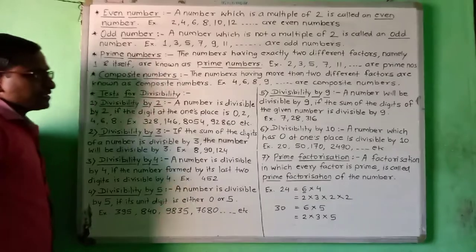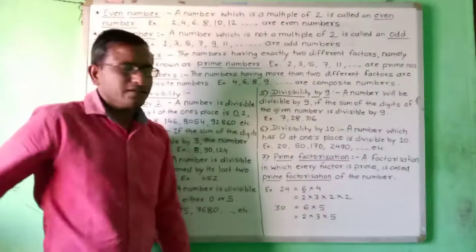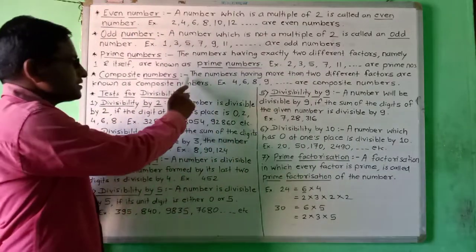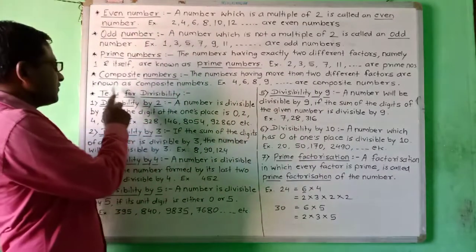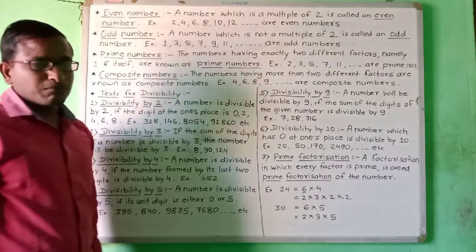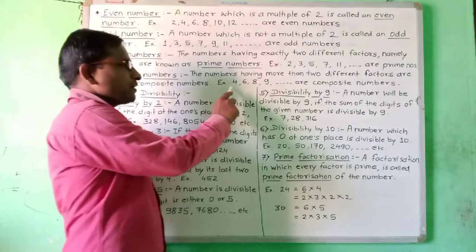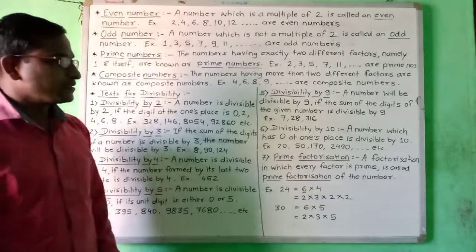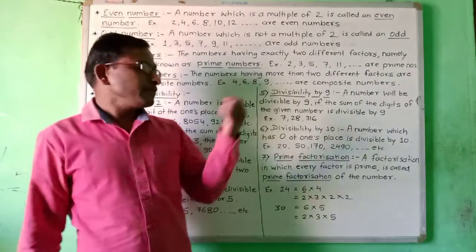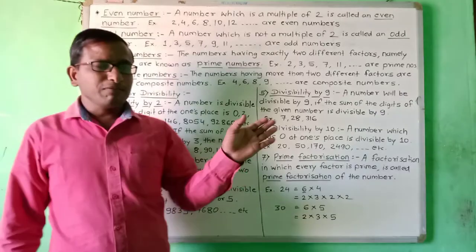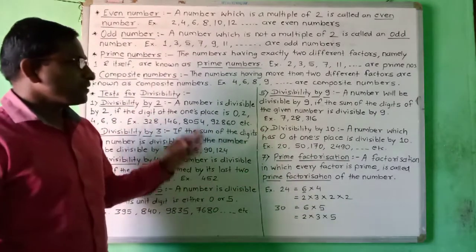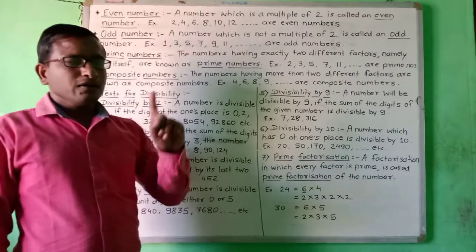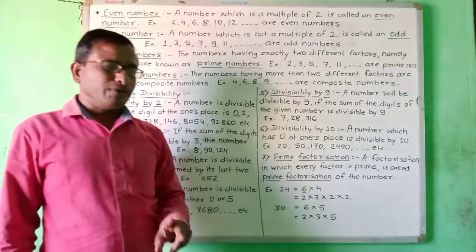Next, composite numbers. The numbers having more than 2 different factors are known as composite numbers. For example, 4, 6, 8, 9 are composite numbers. For example, take 4. First, find the factors of 4. 1 is a factor of every number.